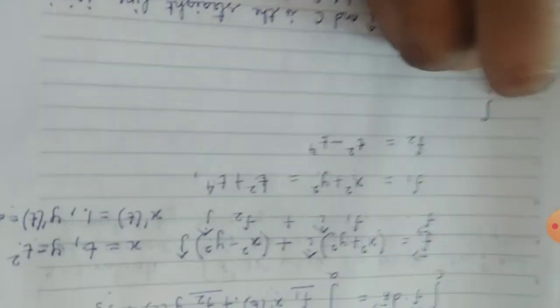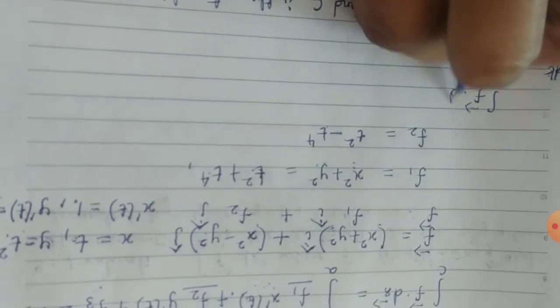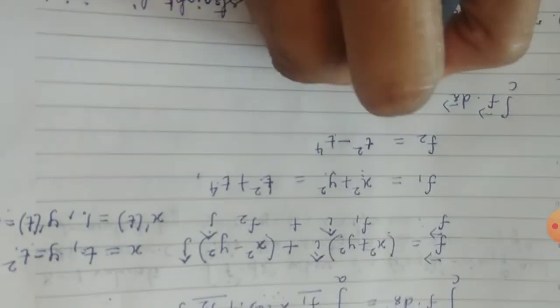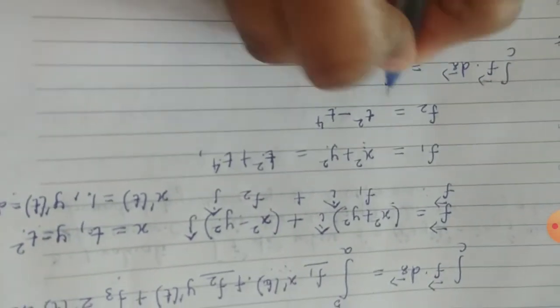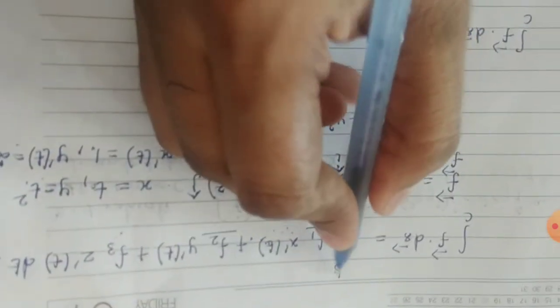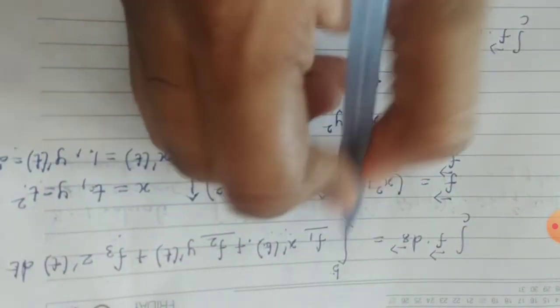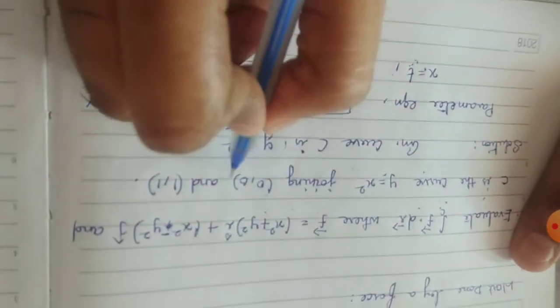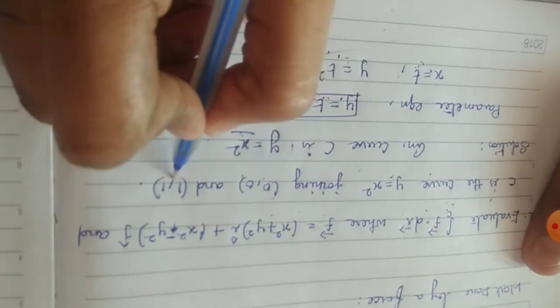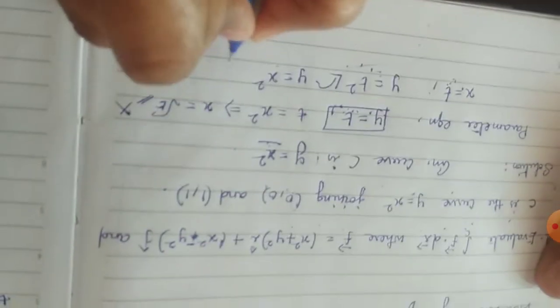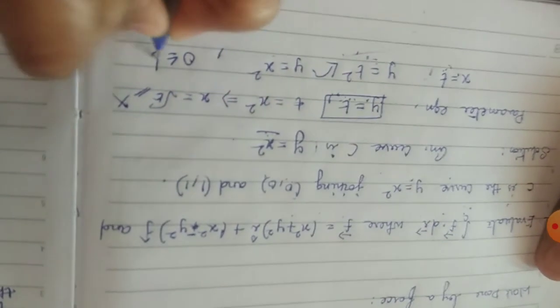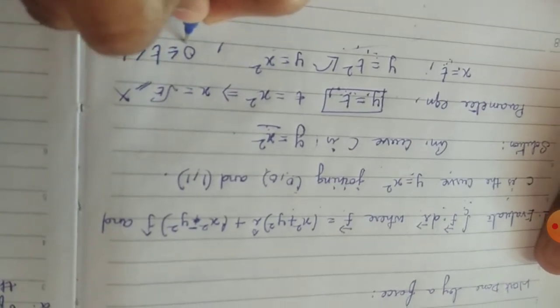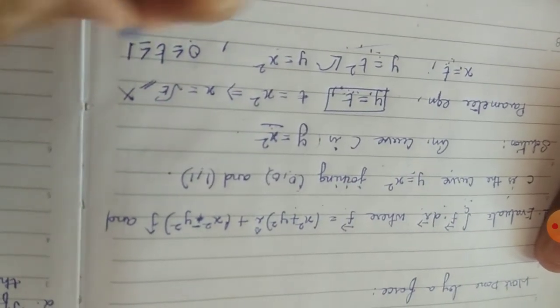So integral over c of F vector dot dr vector is equal to the integral from a to b. Now you have to come to the limits. How do we take a and b? It is a curve joining 0, 0 and 1, 1. Therefore t lies between 0 and 1.